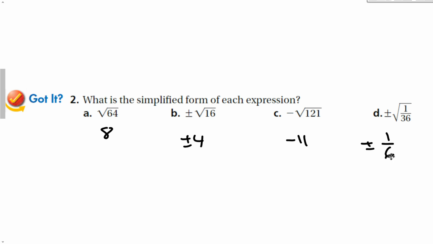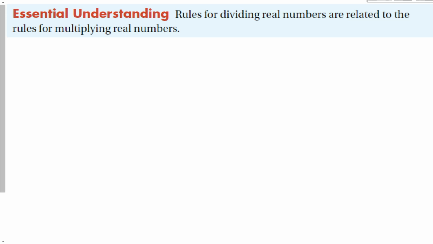Okay. So next, division. Rules for dividing real numbers are related to the rules for multiplying real numbers. They're pretty much the same thing. And in fact, we can see in a little bit that multiplication and division are really not different at all. Multiplication or division is just multiplying by fractions.